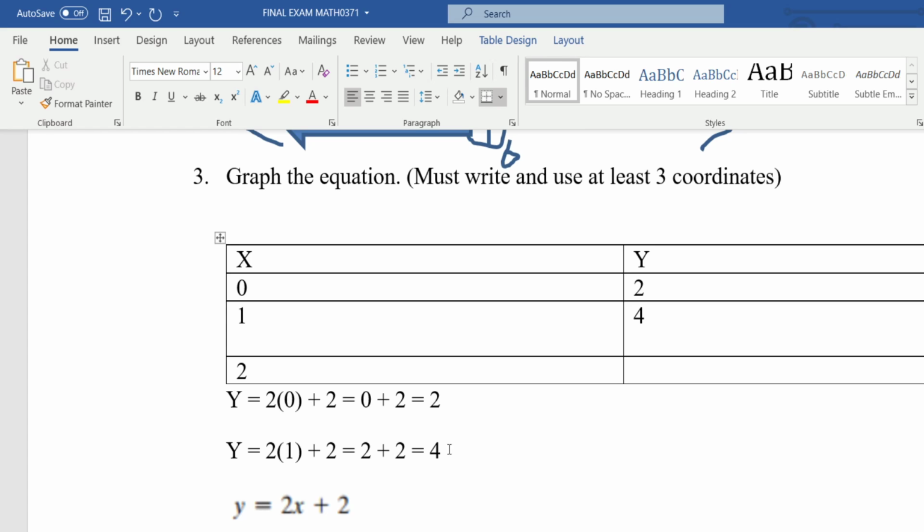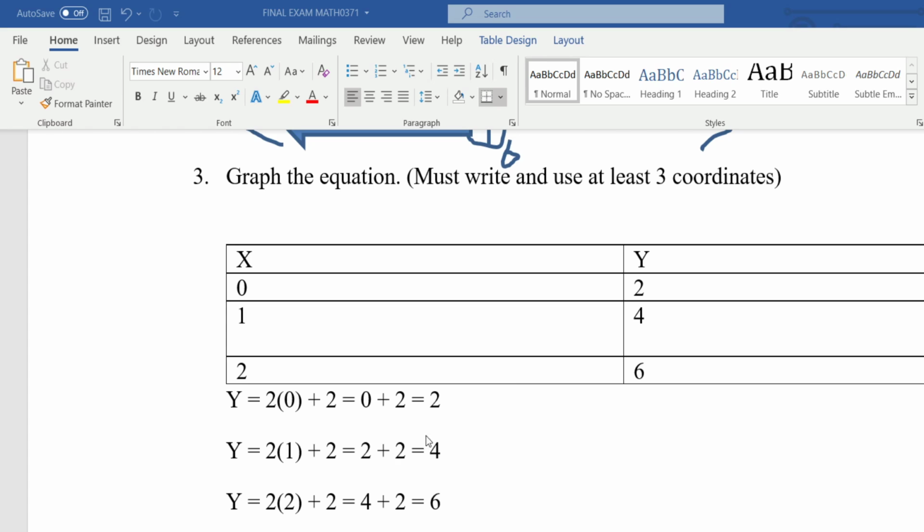And then thirdly, we're going to have y equals 2 times x, which is now 2, plus 2. We're going to have 2 times 2, which is 4, plus 2. This is going to equal 6. So we have our 3 coordinates now. We have 0, 2, we have 1, 4, and 2, 6.